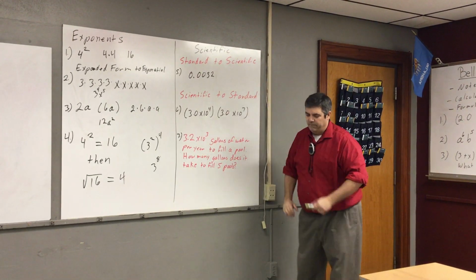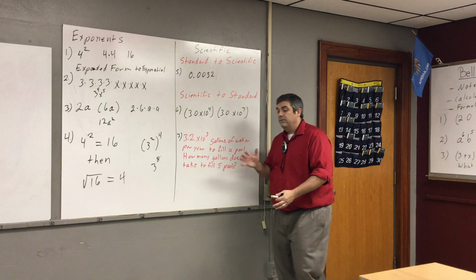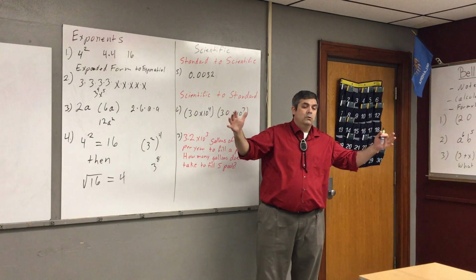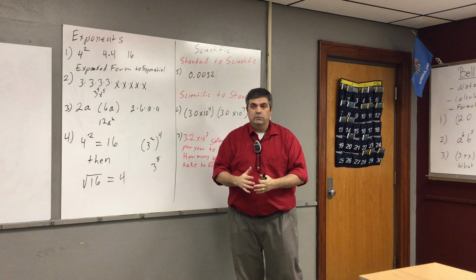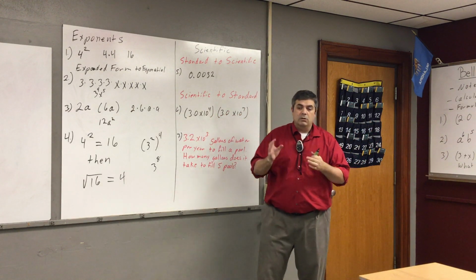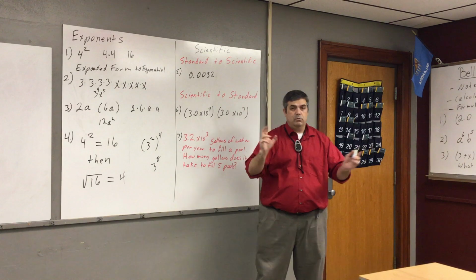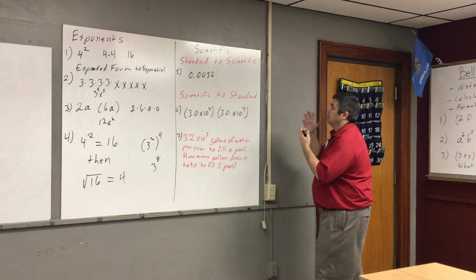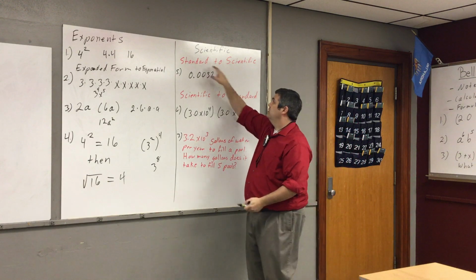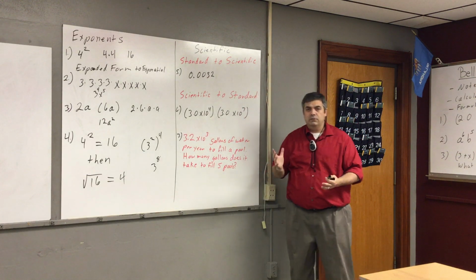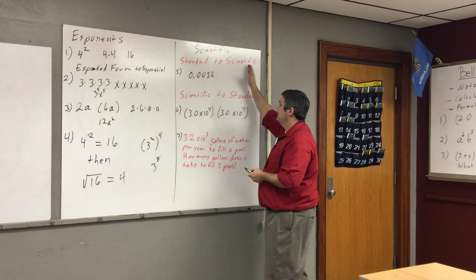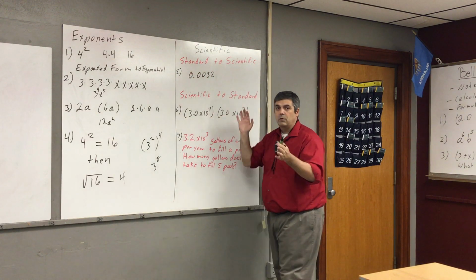All right, scientific notation. Scientific notation is just a way to write really large numbers or really, really small numbers. It makes it easier to write them. It also makes it easier to compare those numbers. So that's what scientific notation is used for. So here we have standard to scientific, and you have to be able to do this. You need to be able to go from standard to scientific, and then from scientific to standard. So that's what we're looking for here.